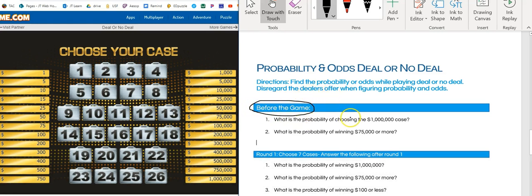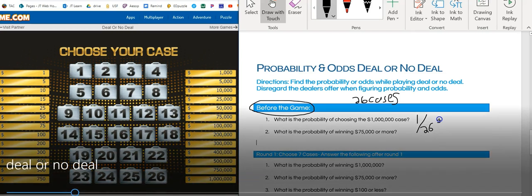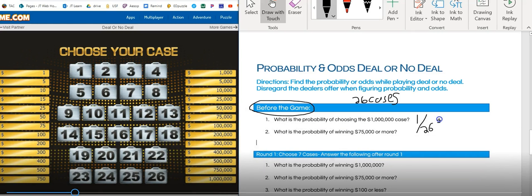I would do this right now, before you even pick a case at all, to help you out. To start off in these 2 questions, there's 26 cases. That's it. There's only 26 cases that you're looking at. Every round, there's going to be a different amount of cases left, and you have to count that. Now, the probability of choosing the $1 million case: there's only one case that holds the $1 million. So you're going to take 1 divided by 26, meaning there's one case that holds $1 million over 26 possible cases.